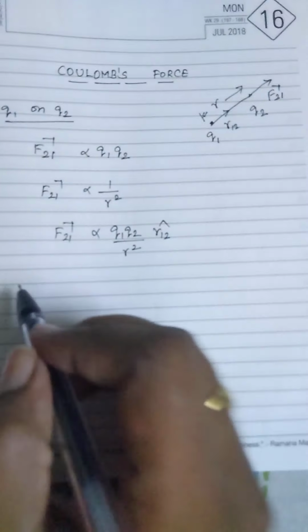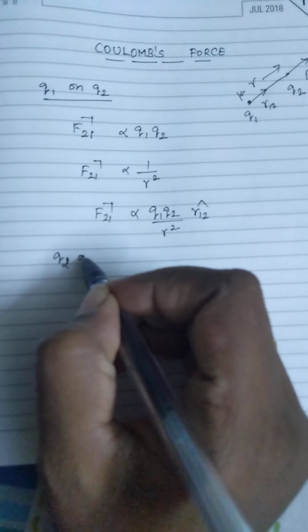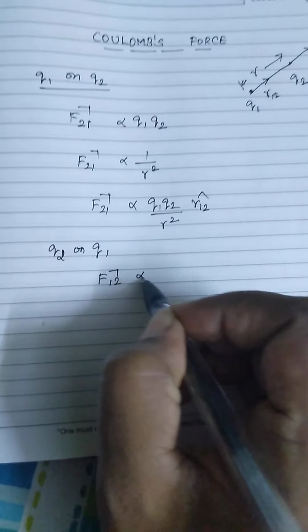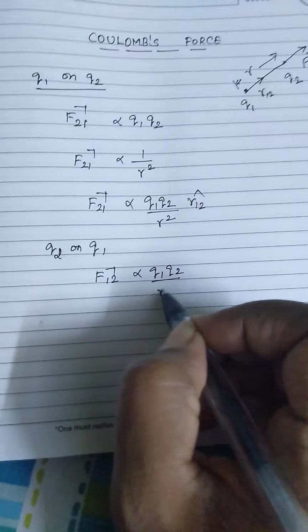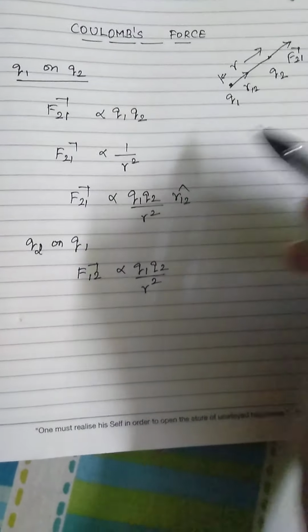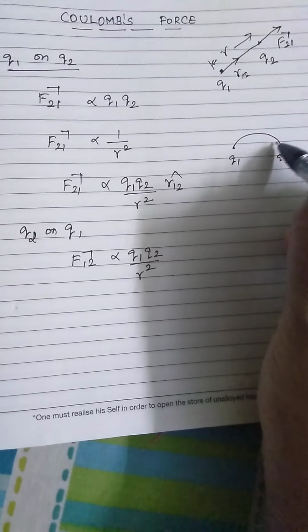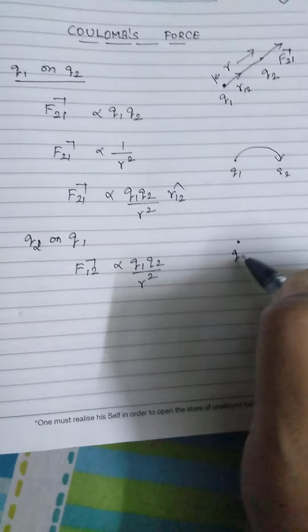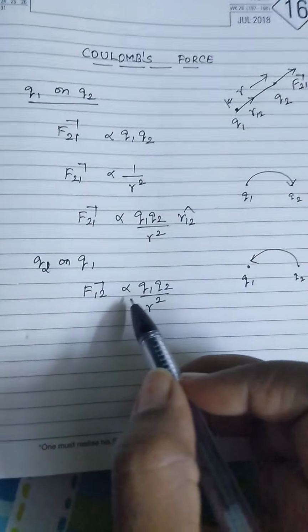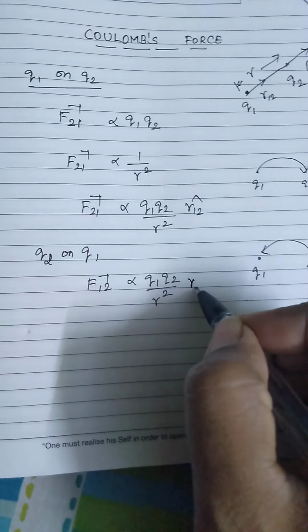Similarly, if I take the force on Q1 due to Q2, what may be the force value? F12 vector is directly proportional to Q1 and Q2 and inversely proportional to the square of the distance, because the distance between the two charges remains the same. In the first case we took Q1 on Q2, so Q1 to Q2. In the next case, we are taking the force that Q2 exerts on Q1. So F12 vector is directly proportional to Q1 and Q2 divided by r squared. And what may be the unit vector's direction?